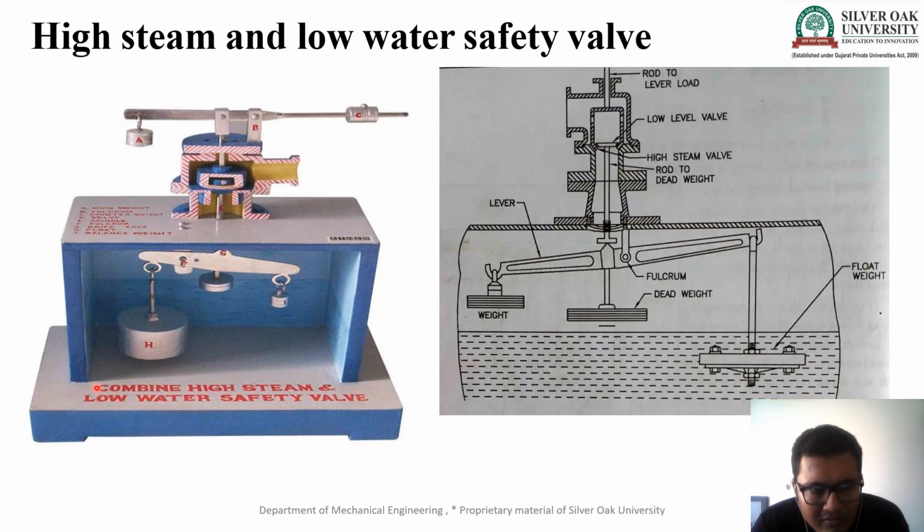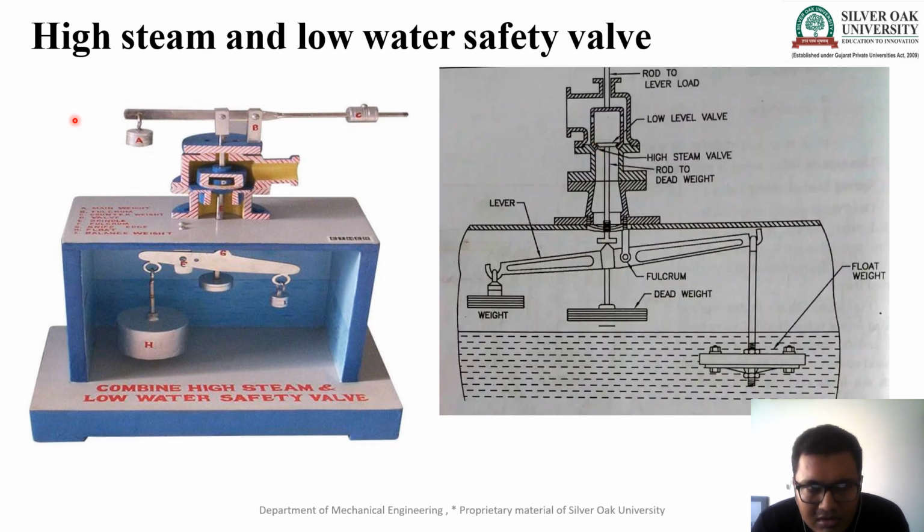Here we just added one safety for low water. If the water level goes down, then this float goes down. If the float goes down, this fulcrum turns in this direction. If the fulcrum is turned in this direction, the force will apply on this valve. If the force is applied on this valve, the valve will open, and the steam escapes from inside to outside, from the boiler to the atmosphere.